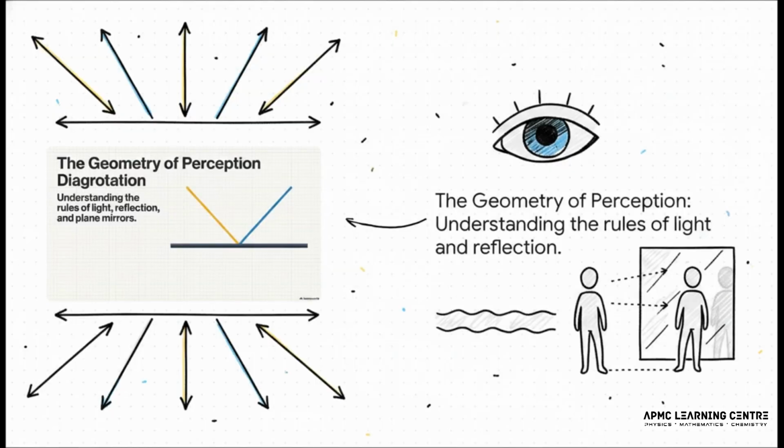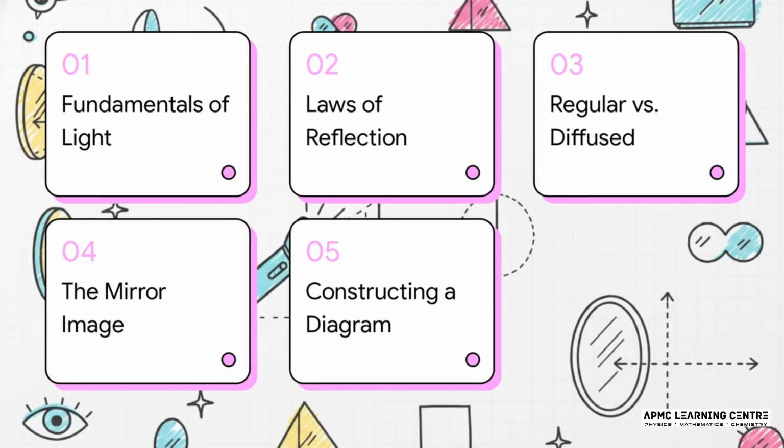Today, we're diving into the geometry of how we actually see the world. We're going to build a complete model of reflection right from the ground up, using the clean, predictable rules of light to figure out exactly what's happening when you look in a mirror. So, here's our game plan. We're going to start with the absolute basics of light, then establish the laws that control reflection, see how those laws explain why some surfaces are shiny and others aren't, demystify the image in the mirror, and then finally put it all together to build a perfect ray diagram ourselves.